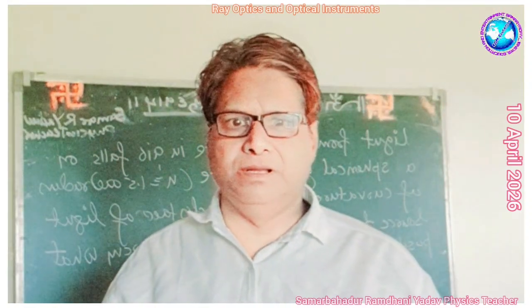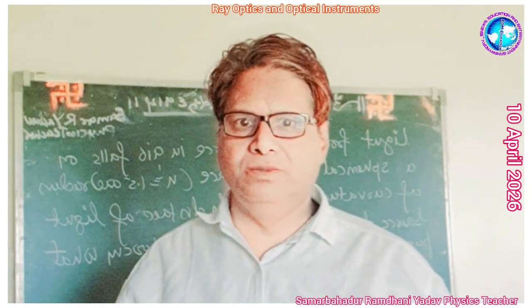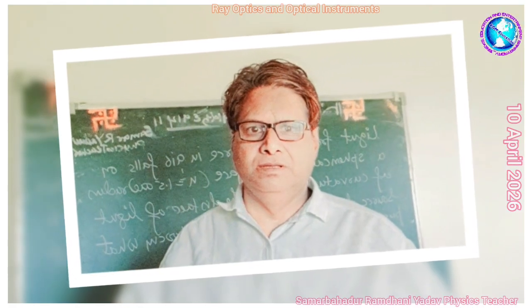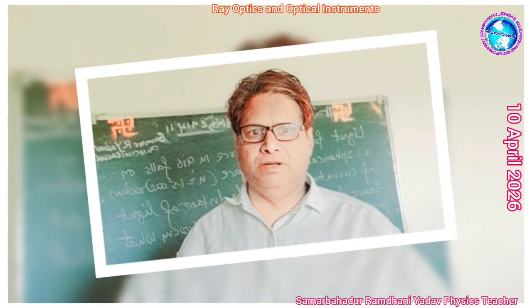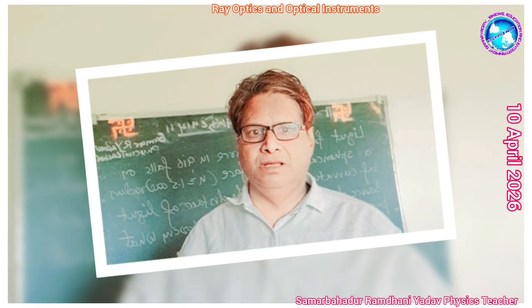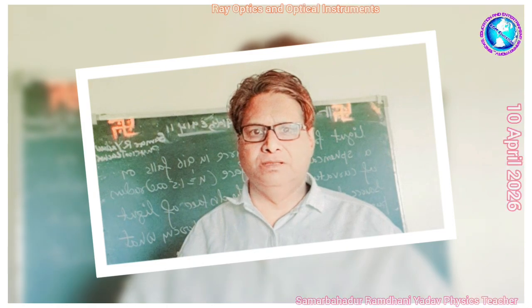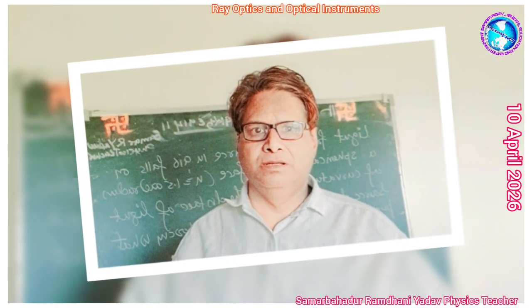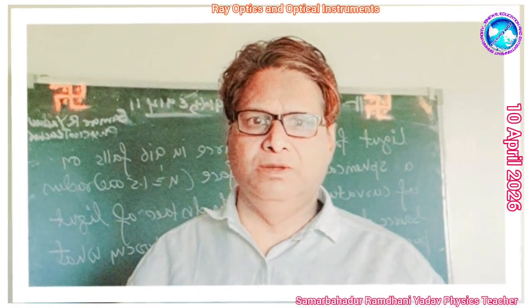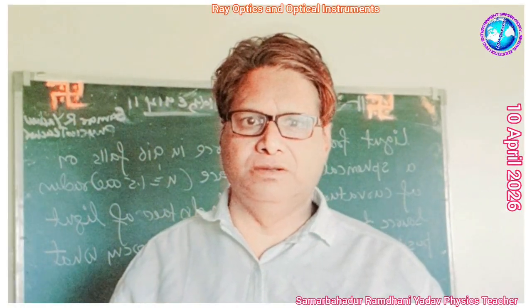Today in our chapter Ray Optics and Optical Instruments, we will see one numerical. The numerical is based on the refraction of light from a spherical surface. The formula is n2 upon v minus n1 upon u is equal to n2 minus n1 upon r. Using this formula we will solve this numerical. The numerical is like this, you can see here.